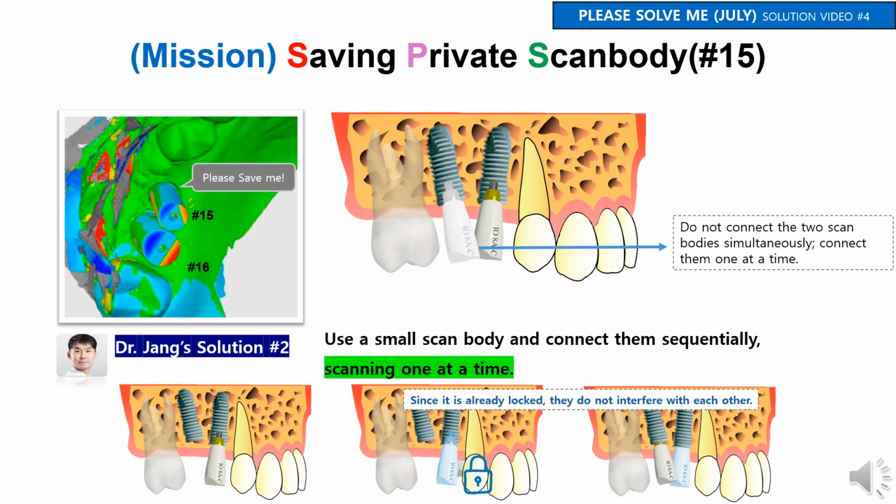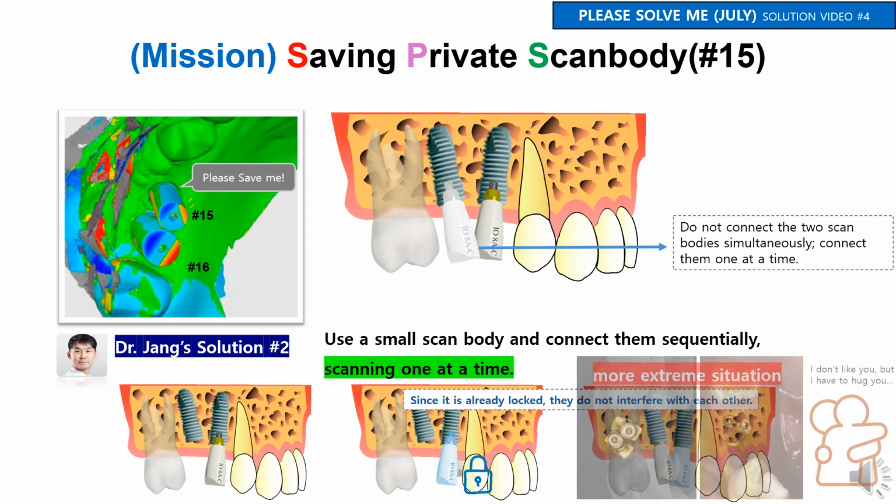Another approach is to change the scanning order and use the lock function. Although it may be a bit cumbersome, this method involves connecting and scanning the scan bodies one at a time instead of simultaneously. In this case, you could scan first with only the number 15 scan body, then lock the scan data, and remove that scan body and connect it to the number 16 site to proceed with the next scan. By doing so, you can fully protect the data for number 15 before scanning the next implant at number 16, thereby reducing the possibility of errors due to overlap. Most cases where scan bodies are positioned closely together can be resolved by combining these two strategies.